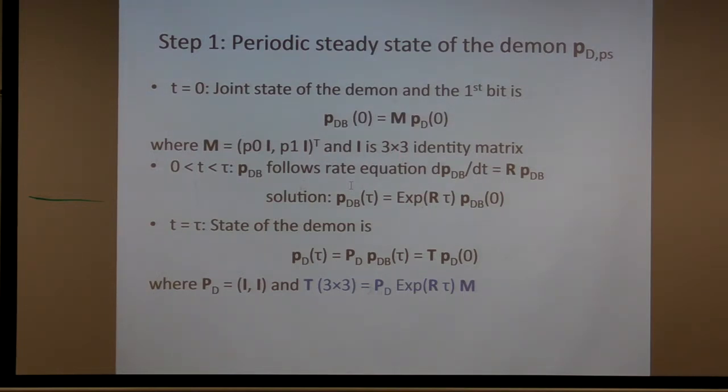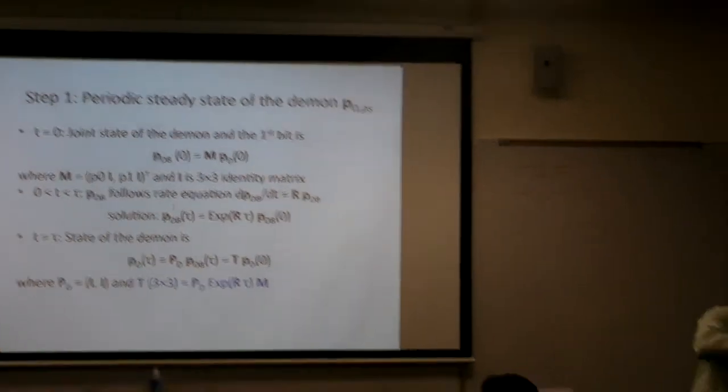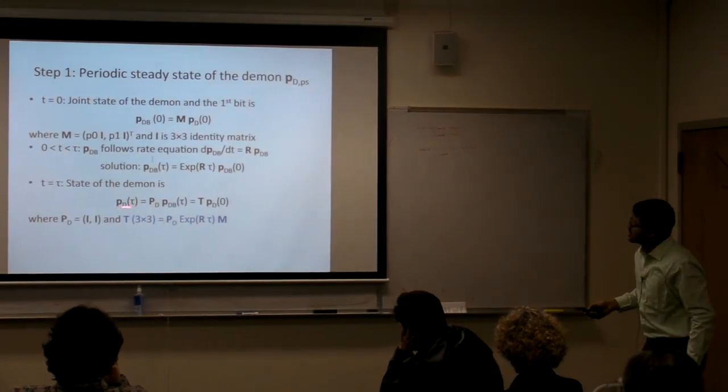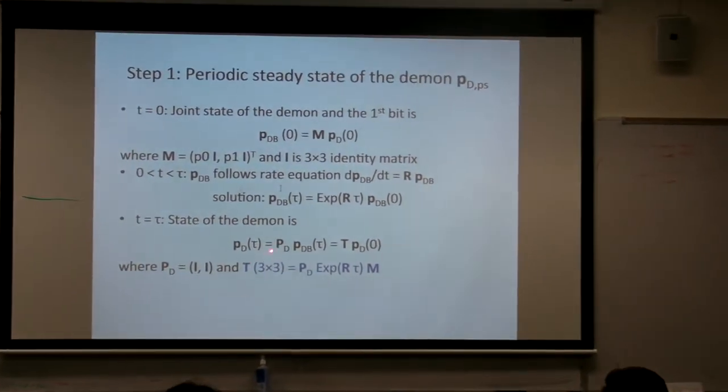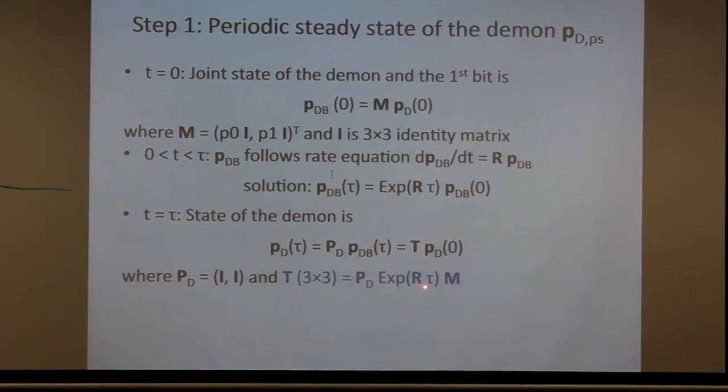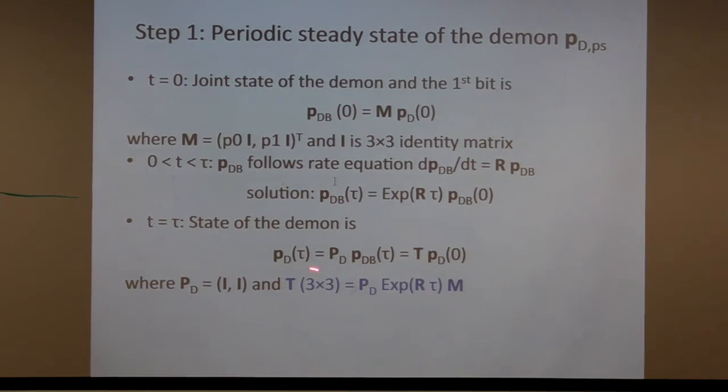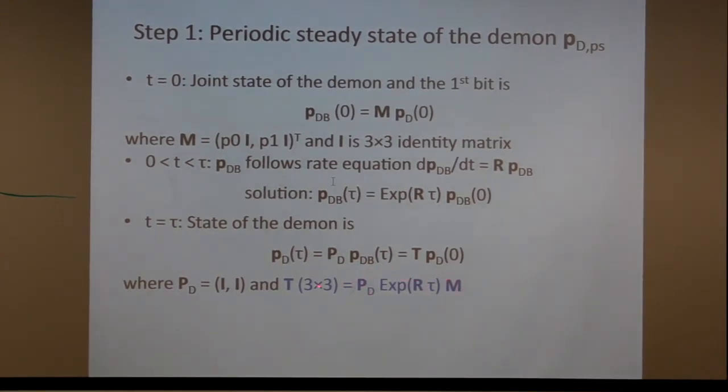So we start with the demon, multiply it by m to get the joint state of the demon and the bit, evolve the joint state, and project out the bit degree of freedom to get again the state of the demon. I can write it in a very compact form. If I know this matrix T, which is the product of this projection, this exponential, and this multiplication, I can infer the final distribution from it. We call T the transition matrix. That's important because the state after time n tau is simply the nth power of that transition matrix multiplying the initial state of the demon.